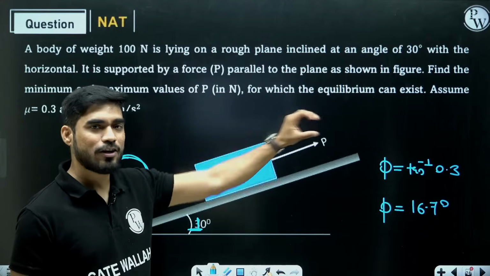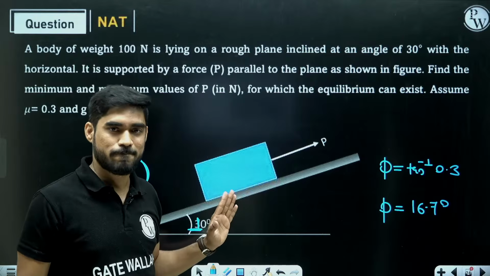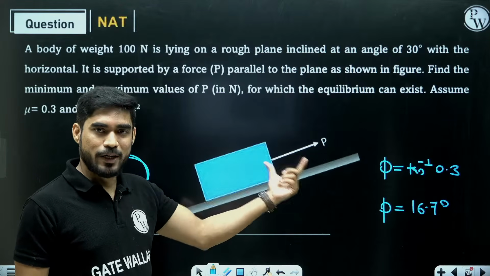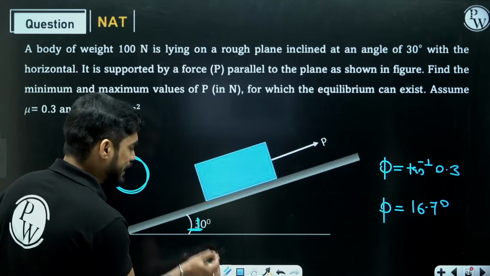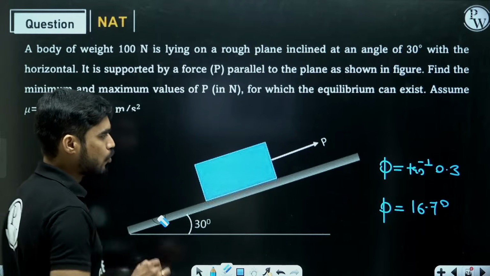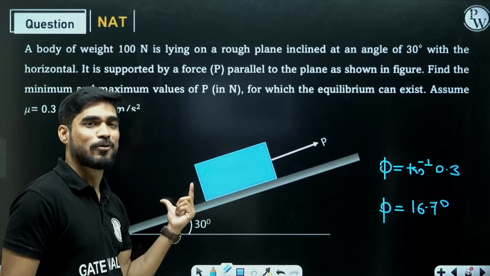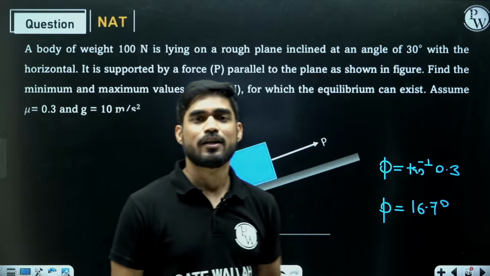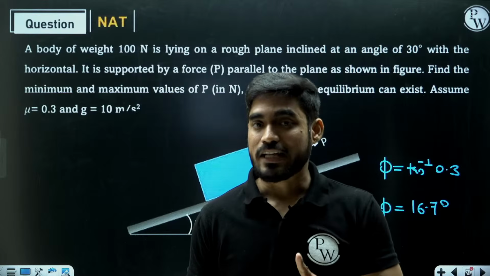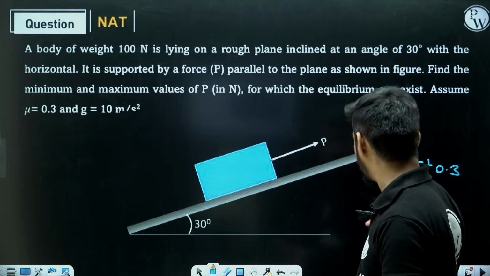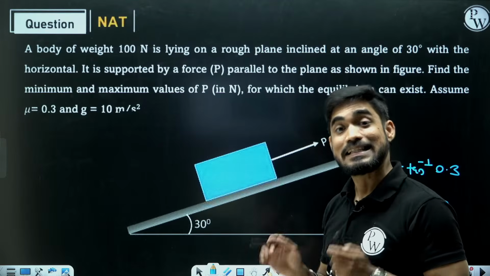You need 0 force to keep this in equilibrium. It will remain in equilibrium automatically, because this angle of inclination is less than phi, so it will not fall down. But right now the angle of inclination is more than phi, so if I don't apply any force here, it will fall down. Why I am telling you this is because there was a question in GATE where the angle of inclination was less than phi. So in that question, P minimum was 0.